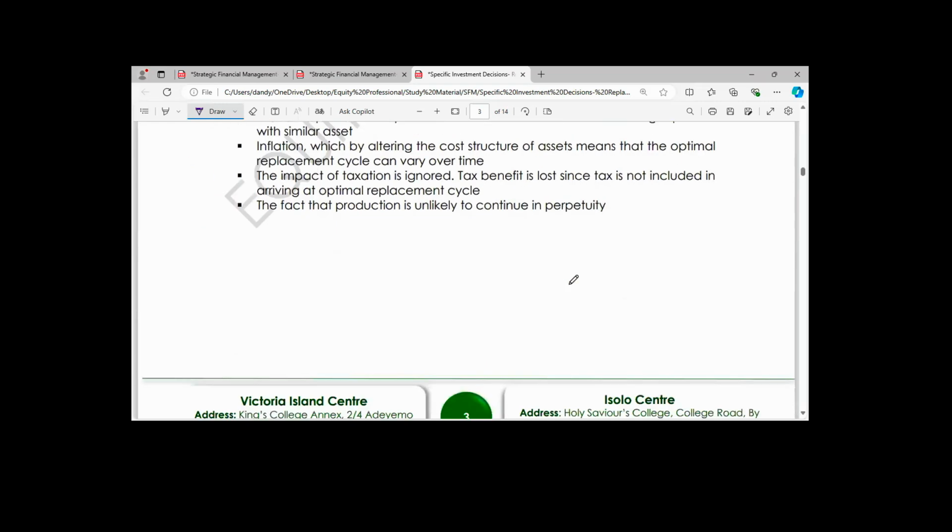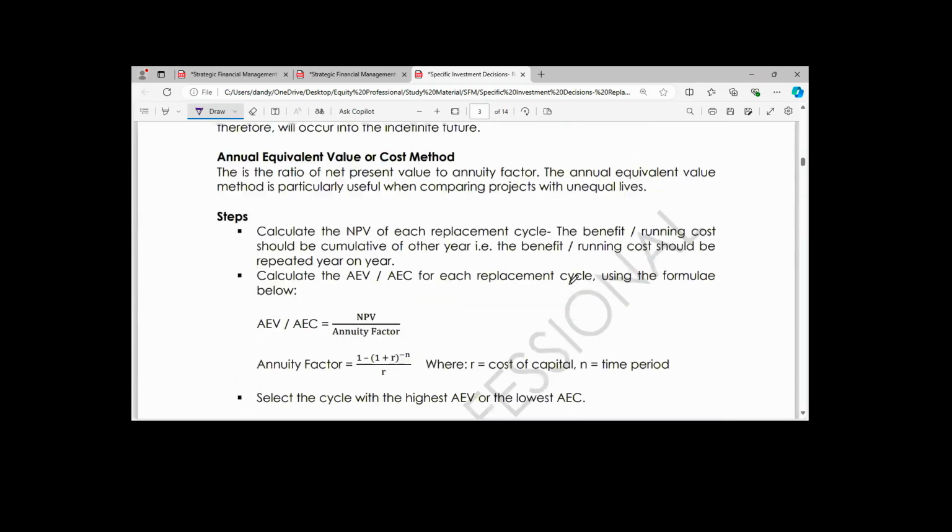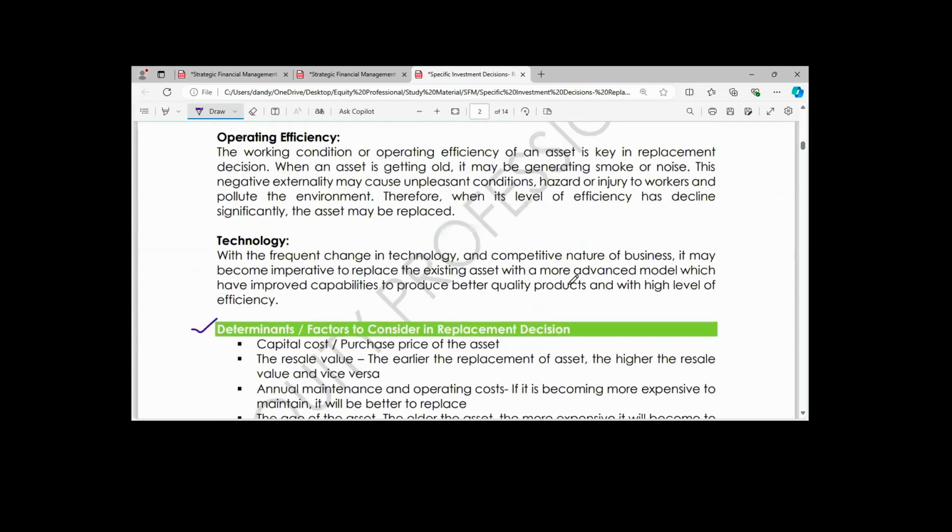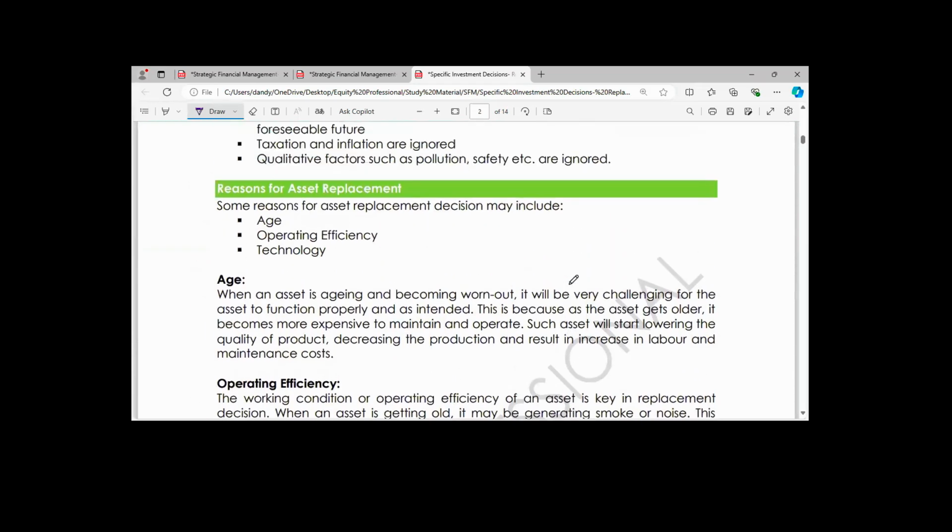Okay, so now let's talk about reasons for replacements. There are three key reasons for replacing an existing asset. The first one is the age of the assets. Two is the working condition. Then three, new technology.